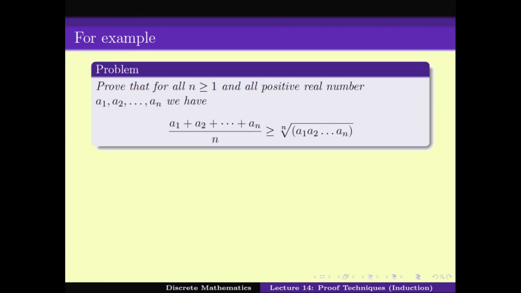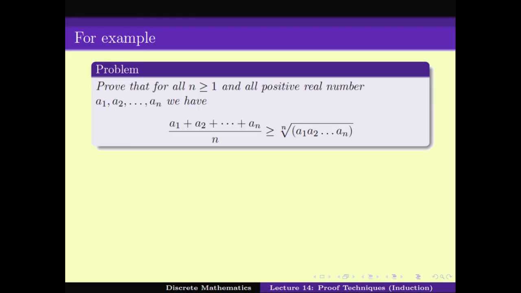This says that for all n and for all positive real numbers a1 to an, we have (a1 plus a2 plus dot dot dot till an) by n, that means the average of a1 to an, is greater than or equal to the nth root of the product of the ai's. It's the nth root of a1 times a2 times dot dot till an.